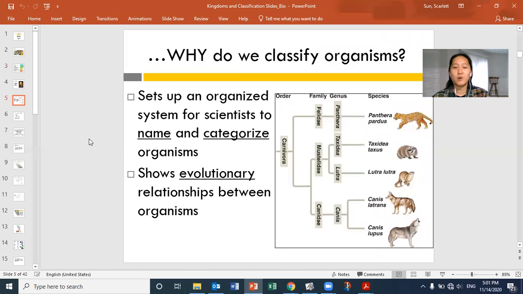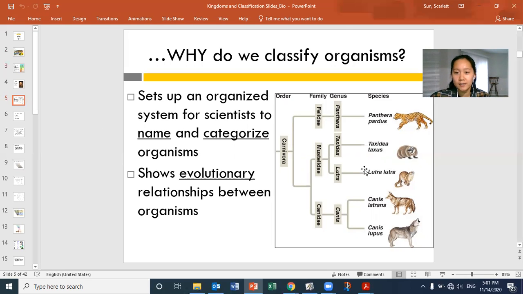So why do we classify organisms? Like I said, it sets up an organized system for scientists to name and categorize organisms. And it also helps show the evolutionary relationships between organisms. So you can see who's related to who and which organisms had the most recent common ancestor, right?